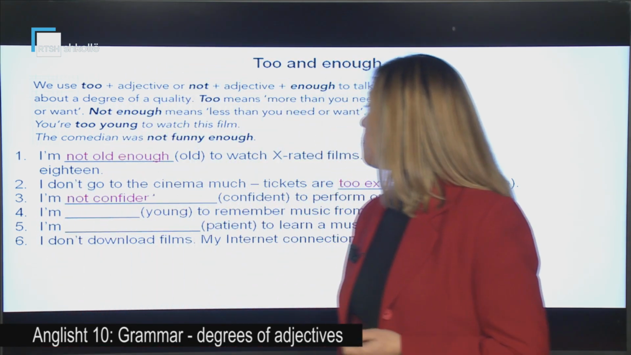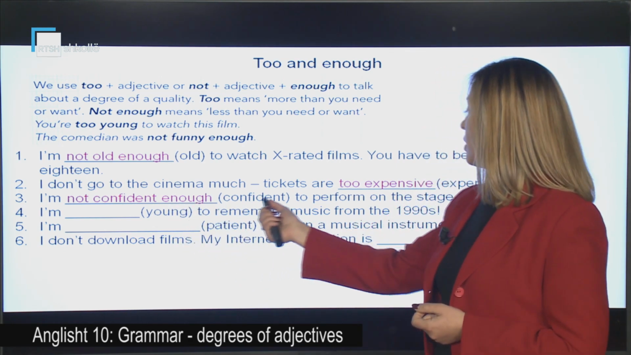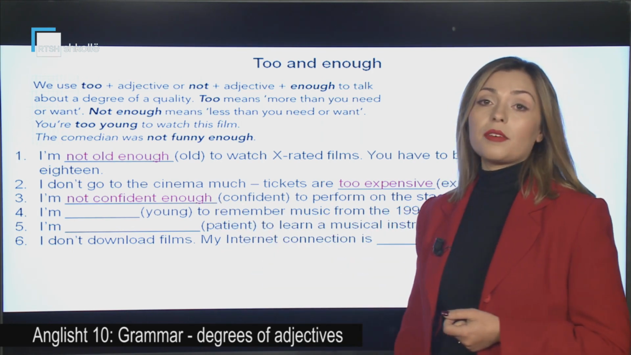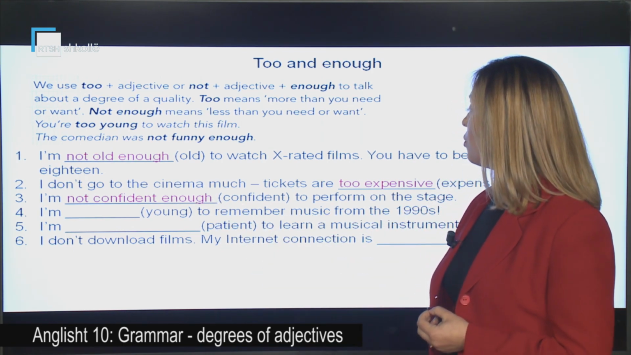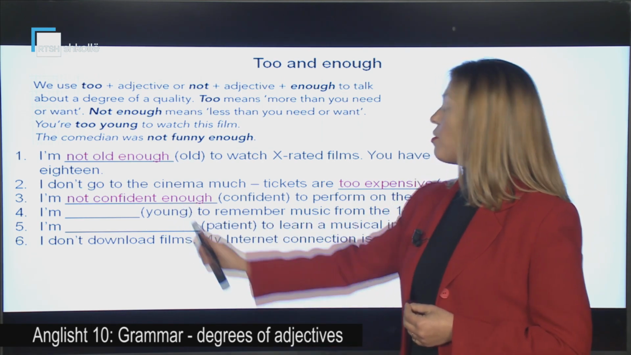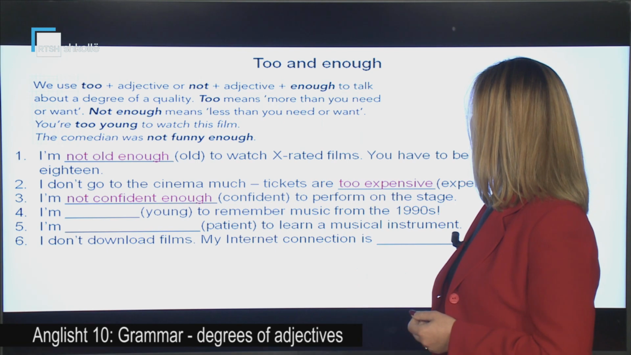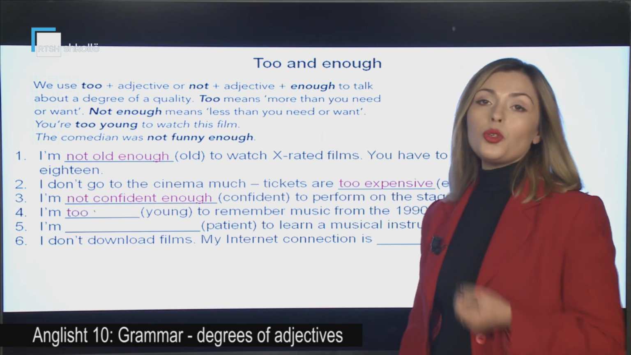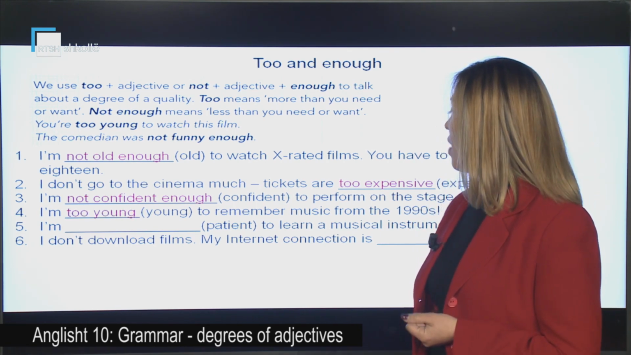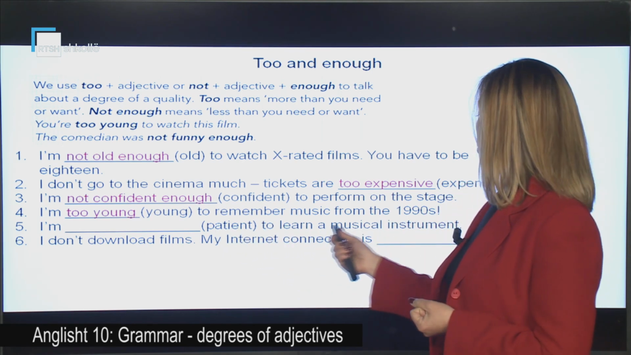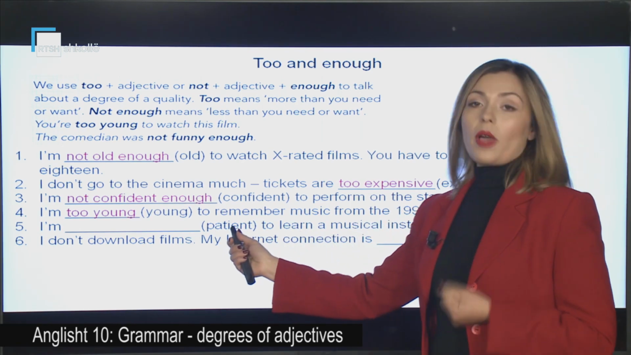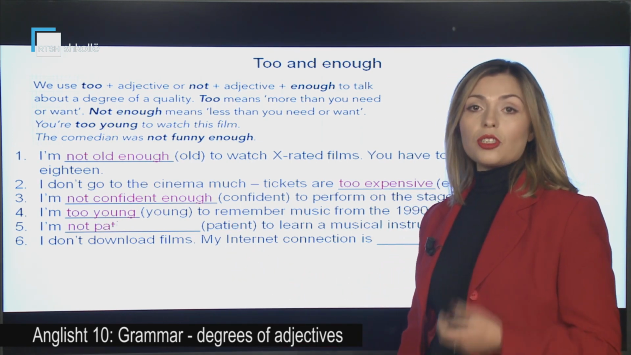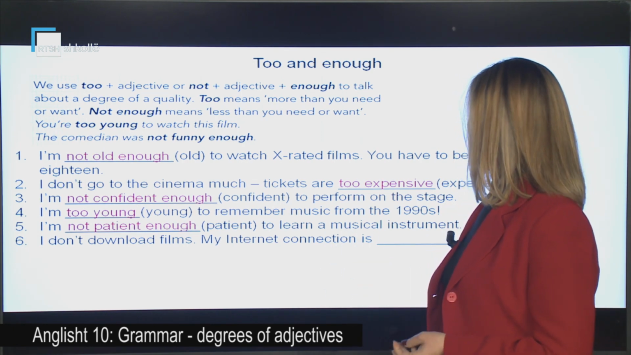Let's move on to the next one. I am not confident enough to perform on stage. So this is something negative again. I cannot do it. Number 4, I'm, you have the adjective young, to remember music from 1990s. So I cannot remember the music because I'm too young. Number 5, I'm patient to learn a musical instrument. So am I patient? I am not. So I am not patient enough to learn the musical instrument.